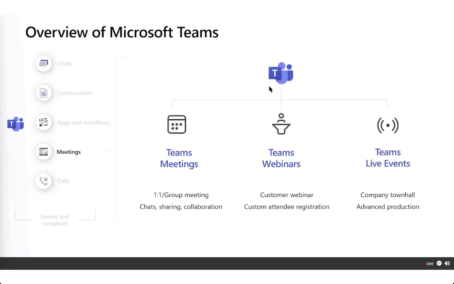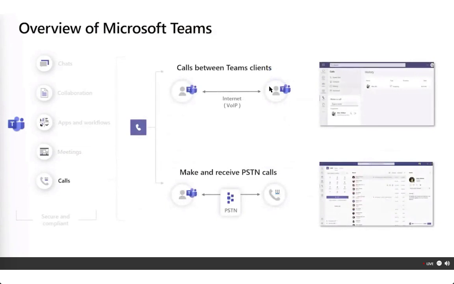Teams live events are qualitatively different from your regular team meetings. Think of town halls. You can have up to 20,000 attendees for Teams live events. Typically you have extra personnel involved, maybe some third-party equipment as well. More on that coming up. We can have calls not just between Teams clients on various devices, but also calls to regular PSTN devices. So we can call landlines, mobile phones.